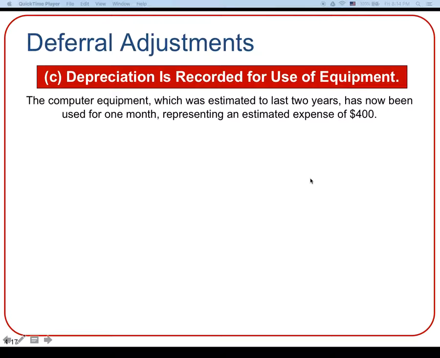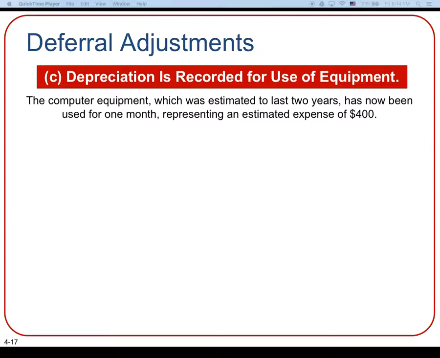Example C, depreciation is recorded for the use of equipment. We will talk a lot more about capitalization and depreciation later in the chapter. But here, when you buy computer equipment that is expected to last for 2 years, you can't really expense it right away. You have to capitalize it.